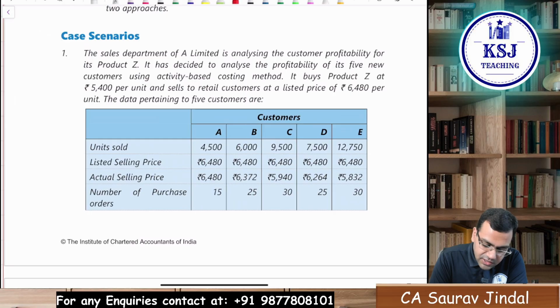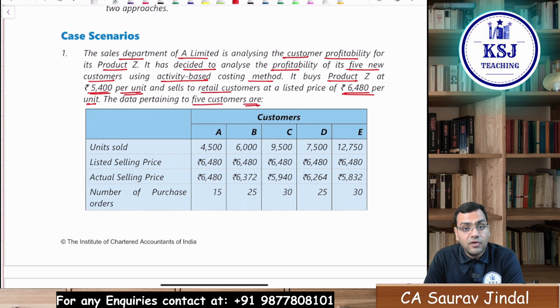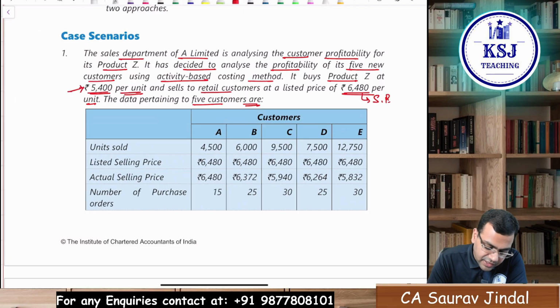Okay, the sales department of A Limited is analyzing the customer profitability for its product Z. It has decided to analyze the profitability of its 5 new customers using the activity-based costing method. It buys product Z at rupees 5,400 per unit and sells to the retail customers at a listed price of 6,480 per unit. The data pertaining to 5 customers are given as follows, right? So 6,480 is what? This is your selling price, and this 5,400 is your purchase price.